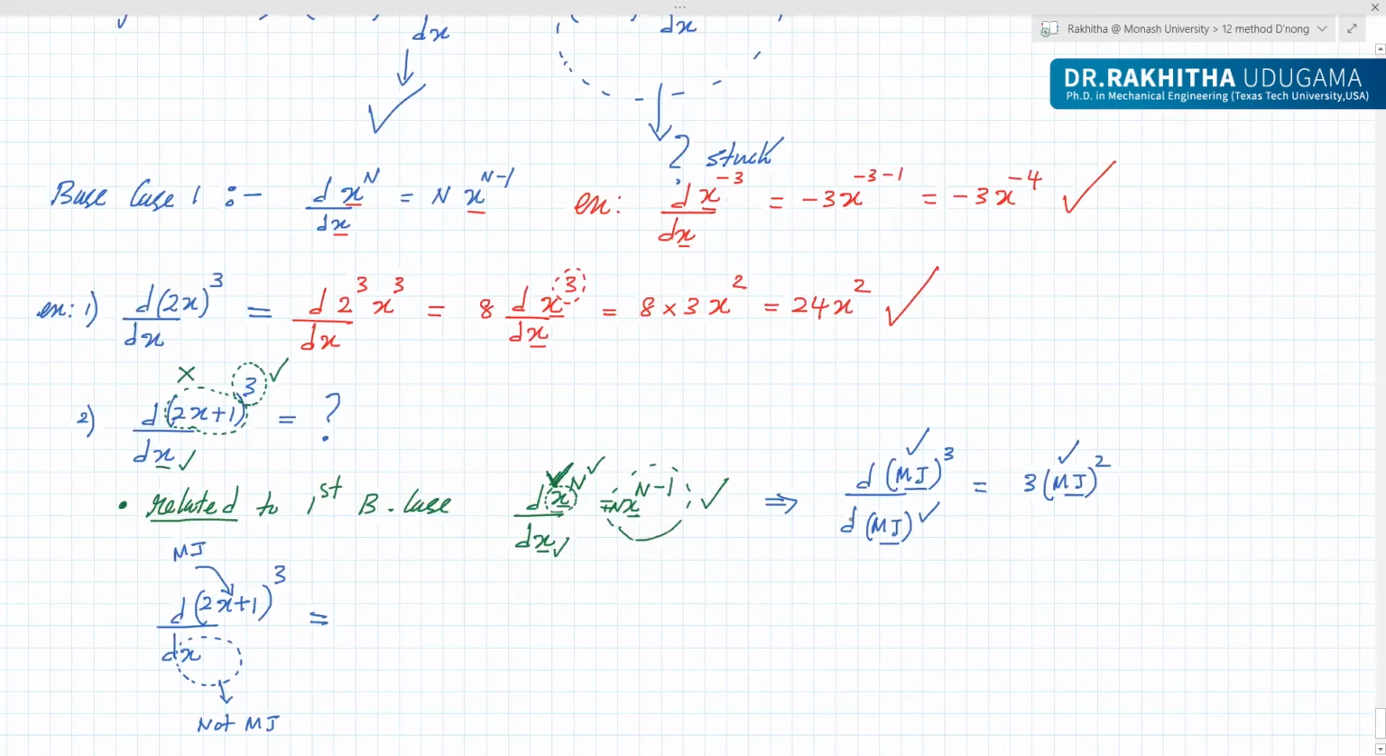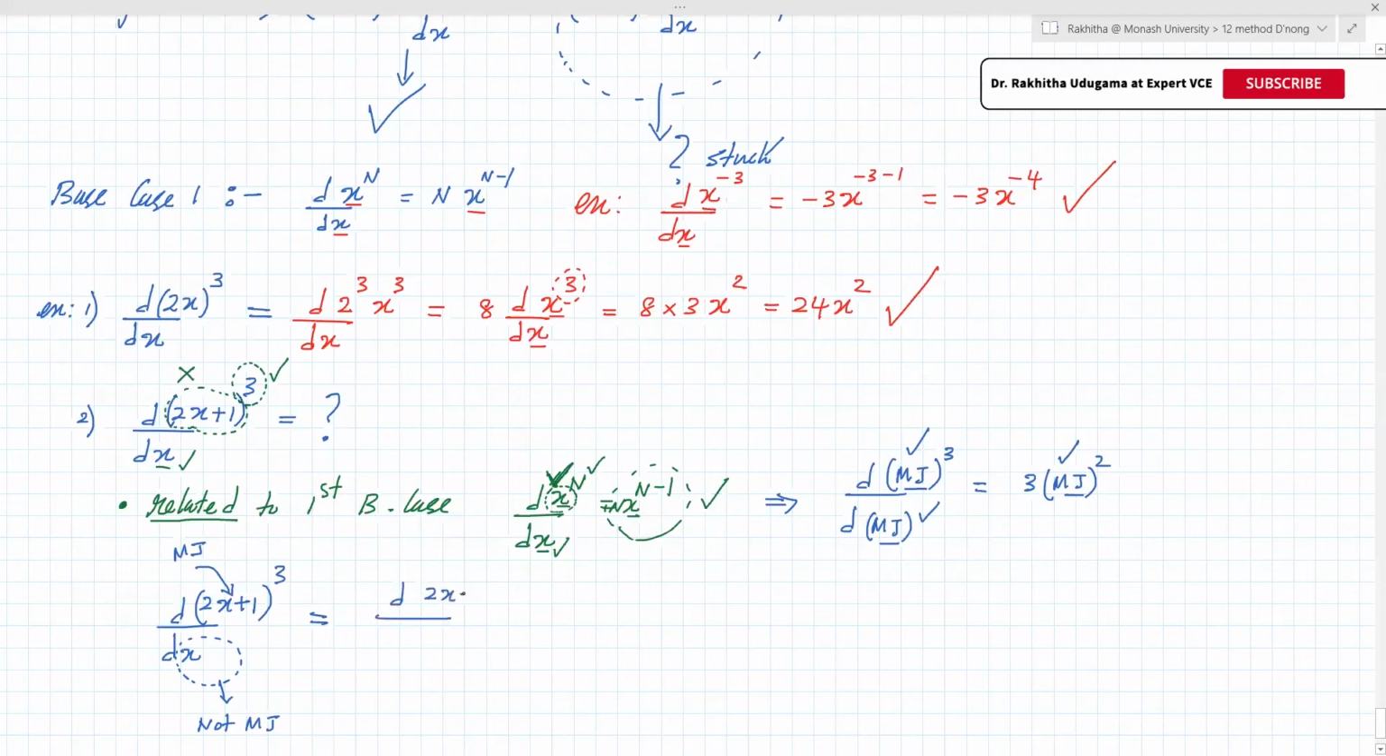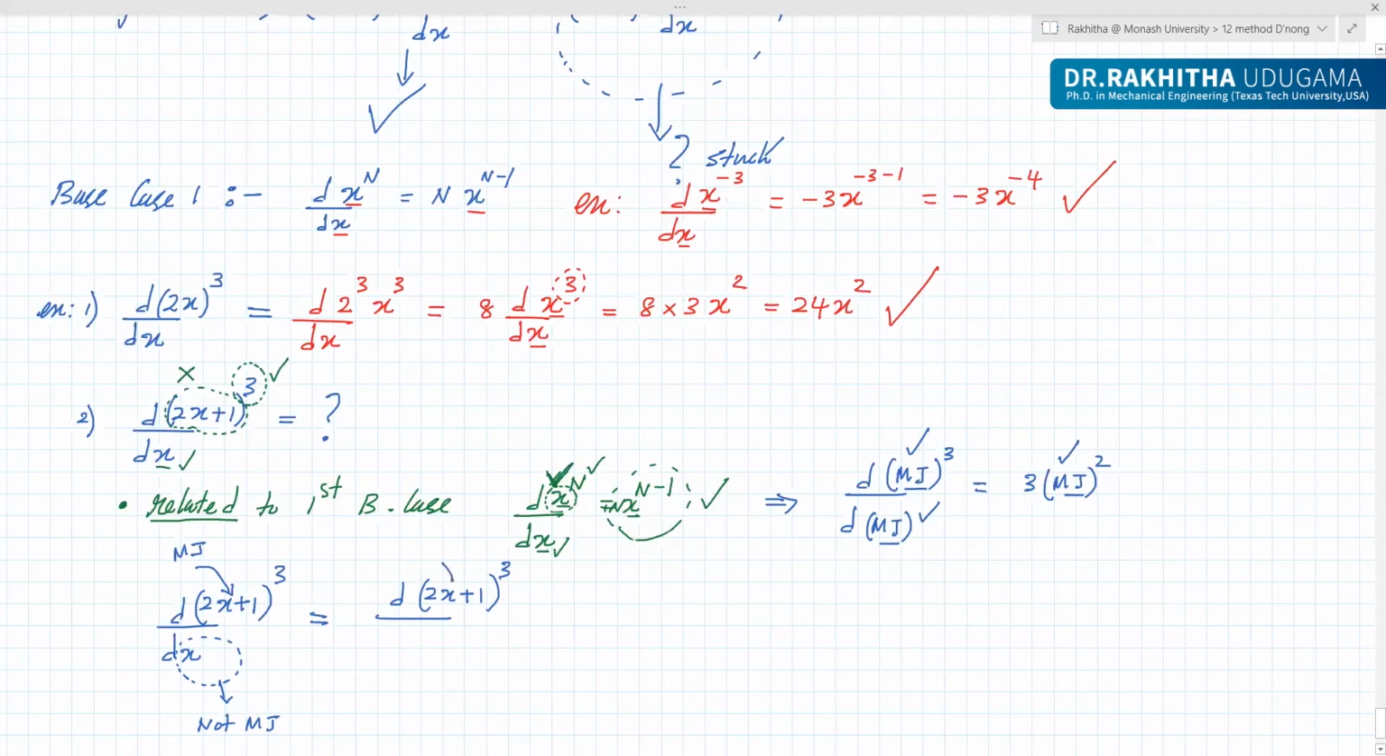If MJ is not there, we will create MJ. Look, we have 2x plus 1 to the power 3. This is MJ, okay? Please look at this. This is MJ.